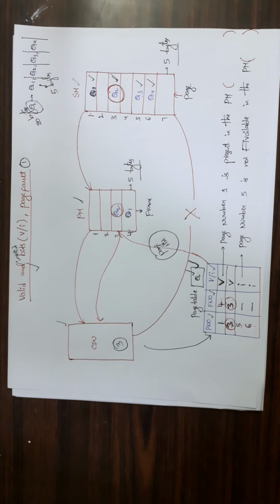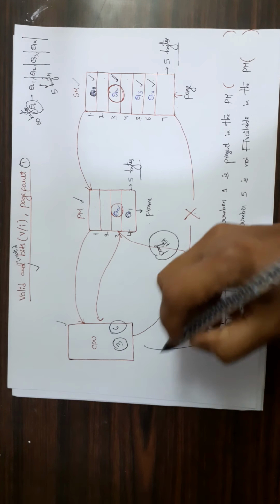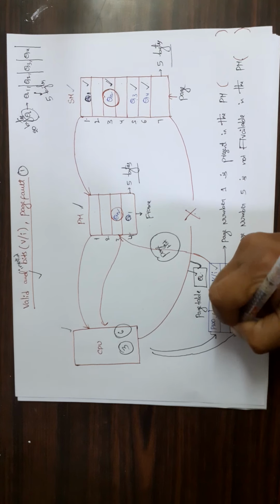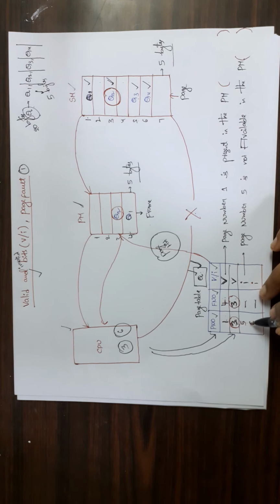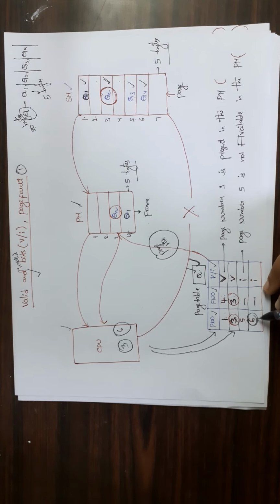Now let us assume that the CPU has requested page number 6. First it goes to the page table. So it checks for page number 6 here. If you observe, page number 6 is listed here, but for page number 6 there is no frame number. That means this page is not available in the primary memory.